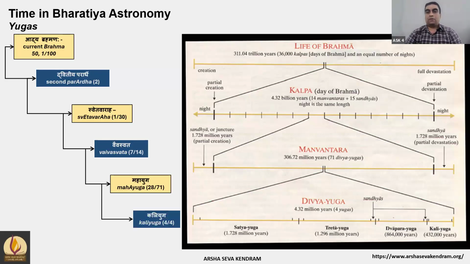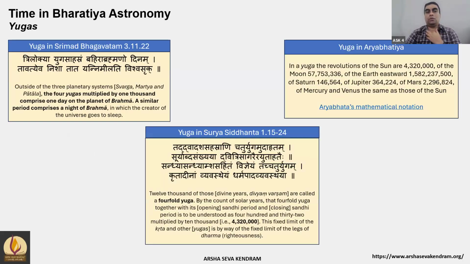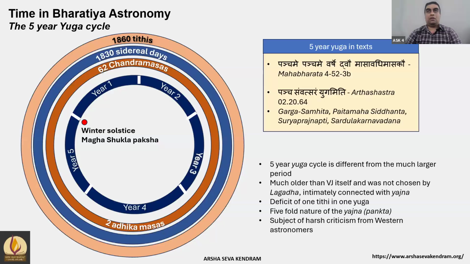We also saw some references to the yugas in Puranas, Siddhantas, and the Aryabhatiya. We briefly touched upon Aryabhata's mathematical notation as well. And then we saw that there is a 5-year yuga cycle as well, which was mostly followed in the Vedanga Jyotisha era for a more practical calendrical use for the rituals.